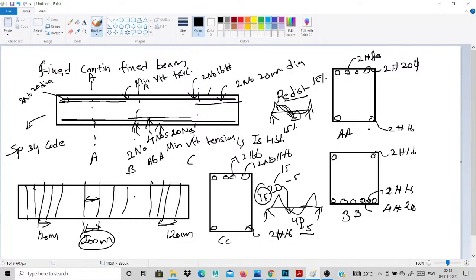I hope you understand something about the manual calculation for your moment distribution method and all of it. This is a method to design all your continuous beams and all the things.